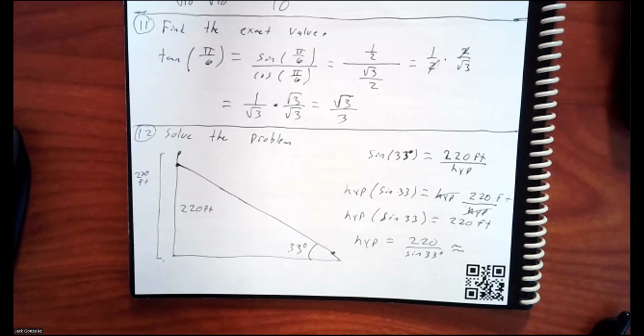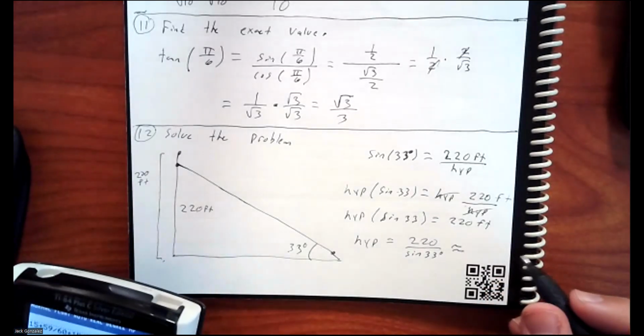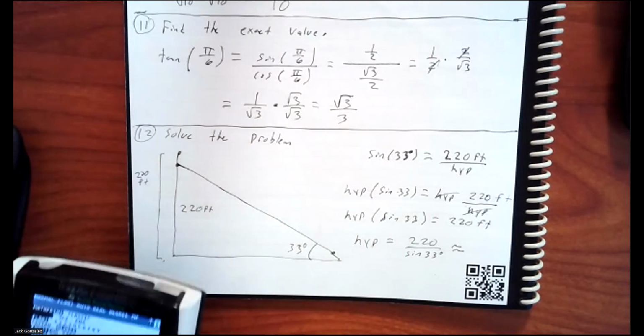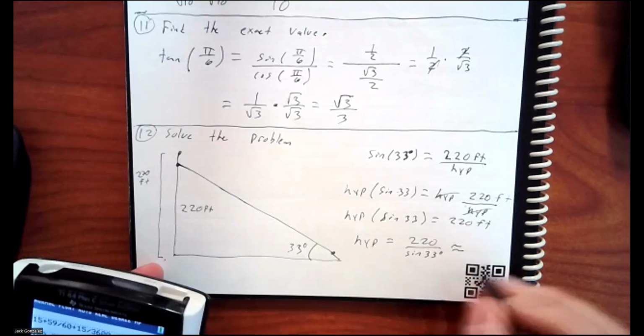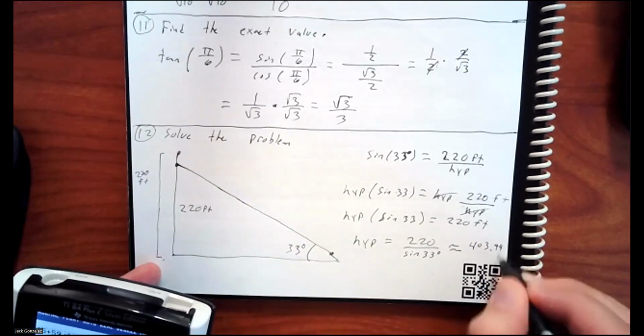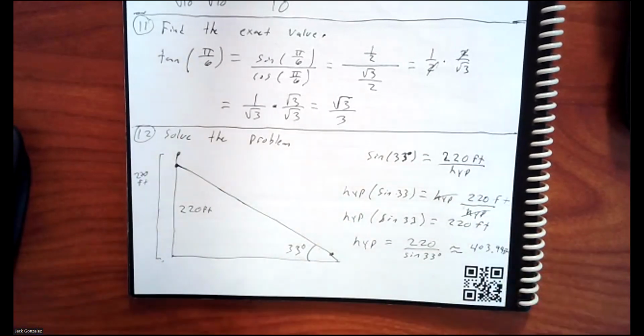That's due in the calculator. I don't know what that is. But your calculator must be in degrees if you're going to do this. Yeah, it's degrees. So I got 403.94 feet. So the length of the wire is 403.93.